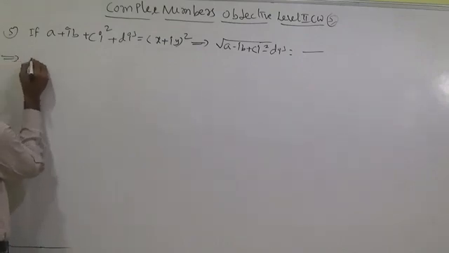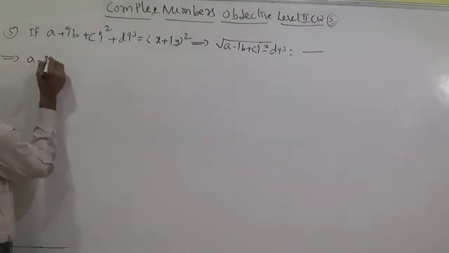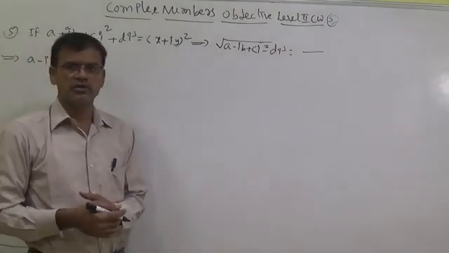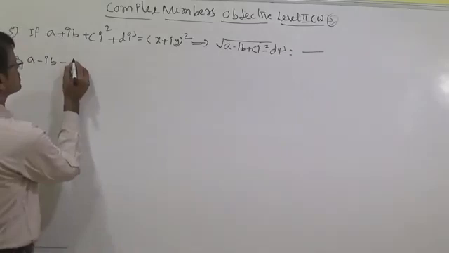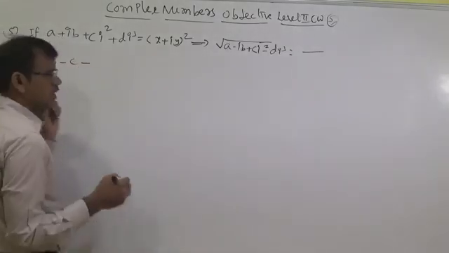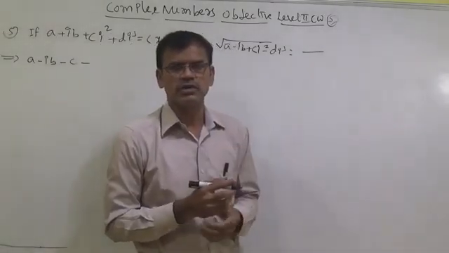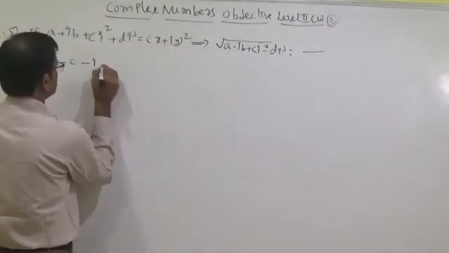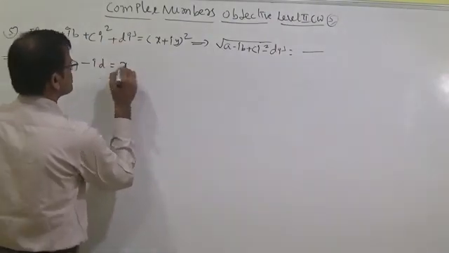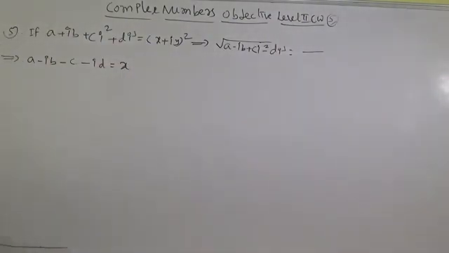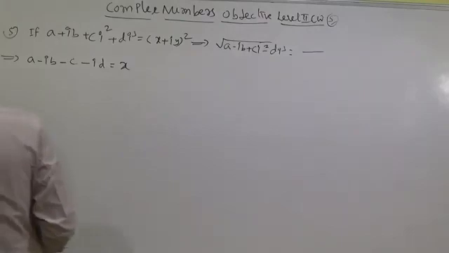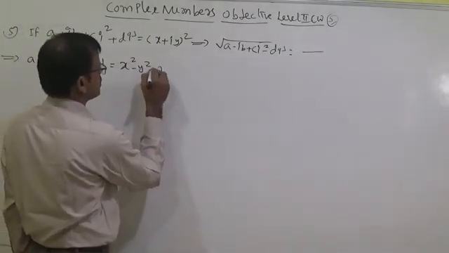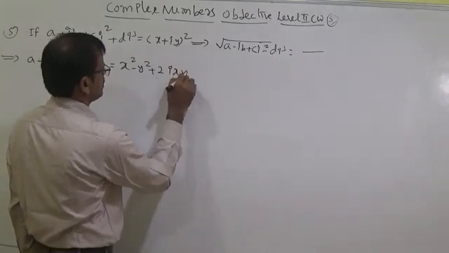Here write like this: a minus ib plus ci square, meaning i square value is minus 1. So minus c you write, plus di cube. i cube is equal to i square into i, so minus 1 into i, so minus i. So minus id is equal to x plus iy whole square. So this can be written as x square minus y square plus 2ixy.